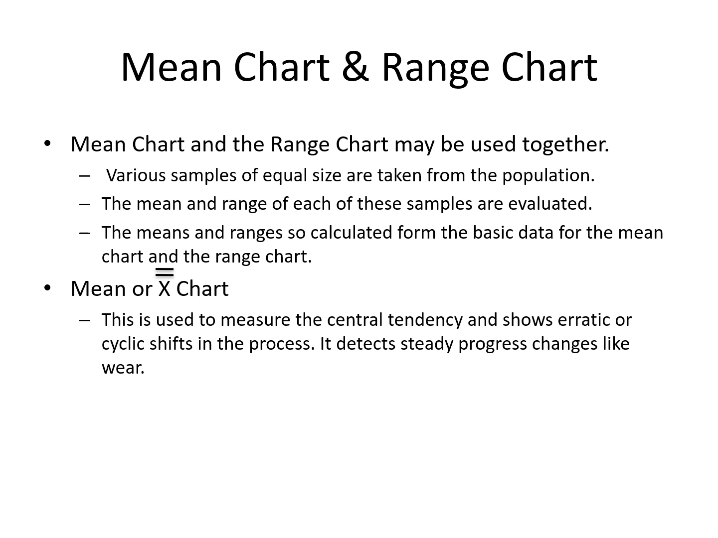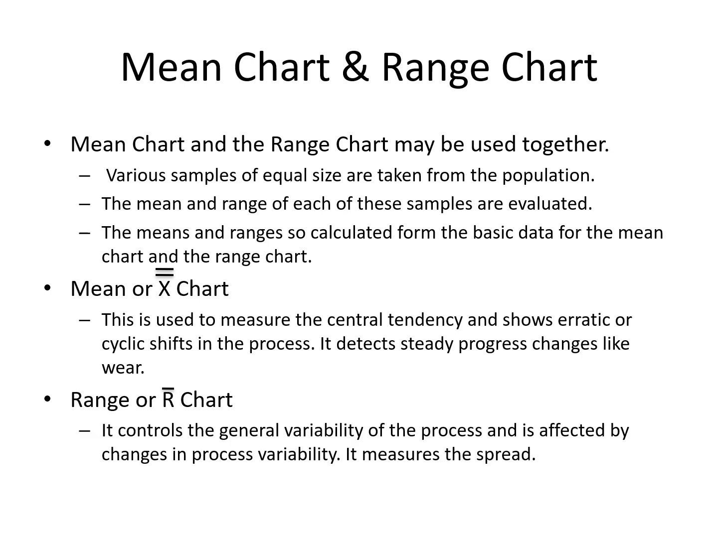On the other hand, we have the range chart or the R bar chart, R bar being the average of the ranges. It controls the general variability of the process and is affected by changes in the process variability. Whether there is a variation in the process, it measures the amount of spread, or the range over which a particular output we are getting at different instances.